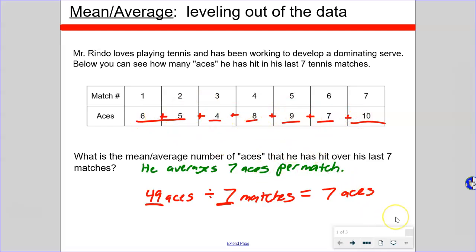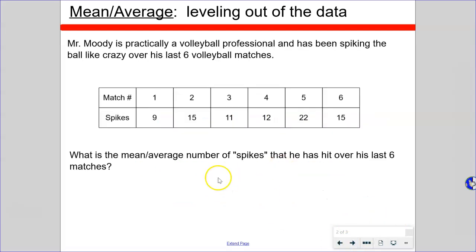So I'm going to quickly show you the two problems that I'm going to ask you guys to try on your own, and the answers are provided. So good luck with this. But this one's talking about Mr. Moody. Mr. Moody has been playing volleyball, and in his last 6 matches, he's gotten himself a lot of spikes. The guy's hammering the ball on his opponents, all right? So what we want to do is find the mean or average number of spikes per match that Mr. Moody has been hitting.